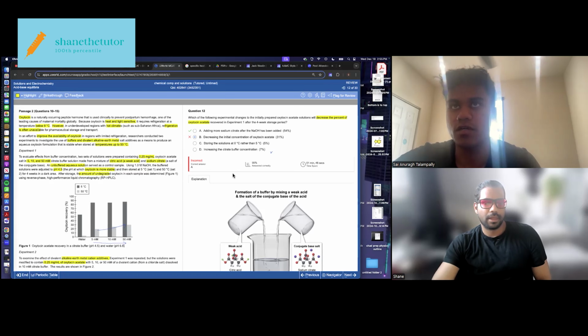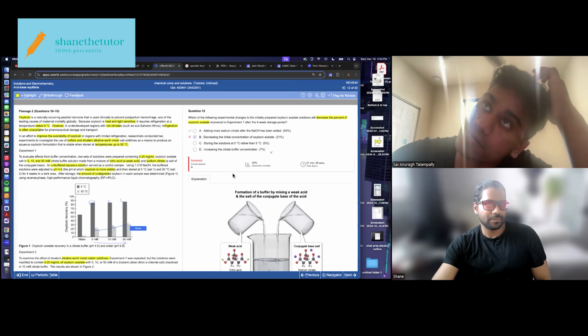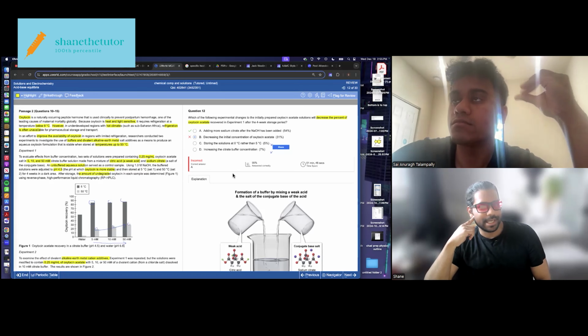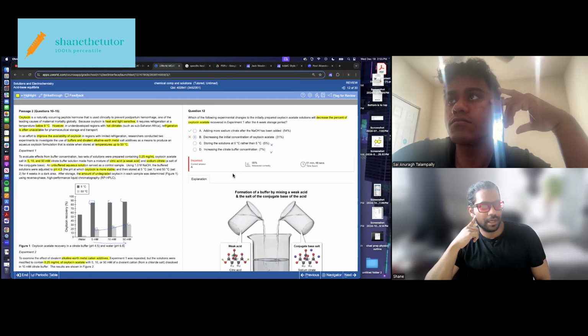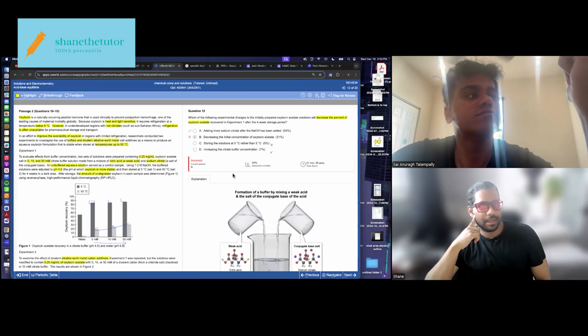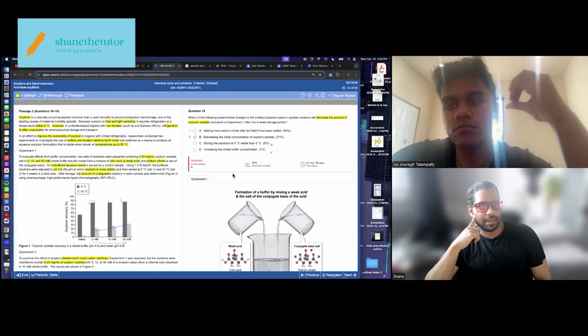Decrease the temperature. Okay. Because 5C has a lot more recovery than 50C, right? So this should be out as well. B, decreasing the initial concentration of oxytocin acetate. So, okay, let's see.